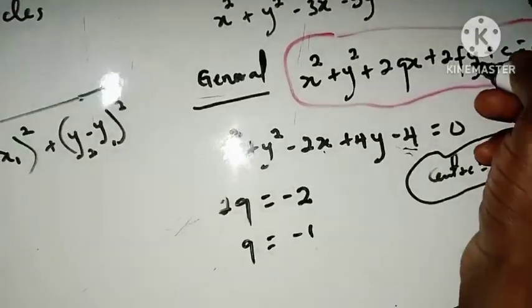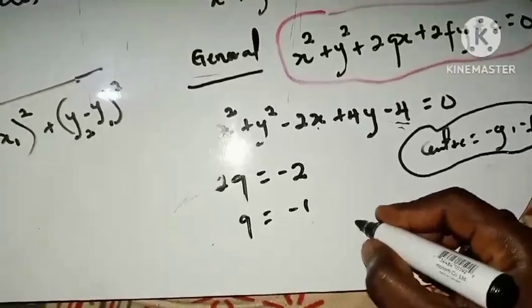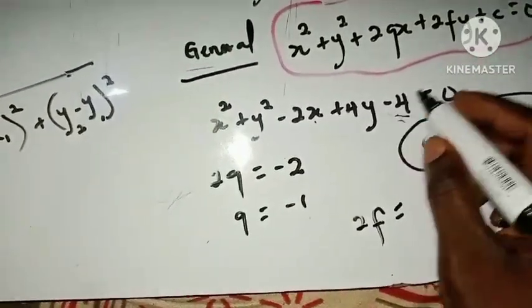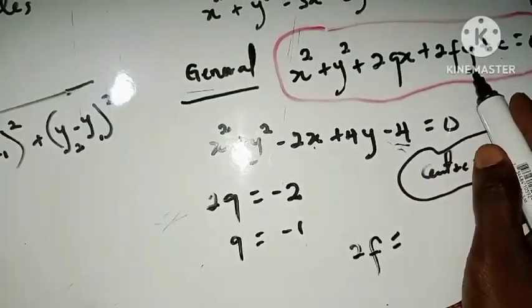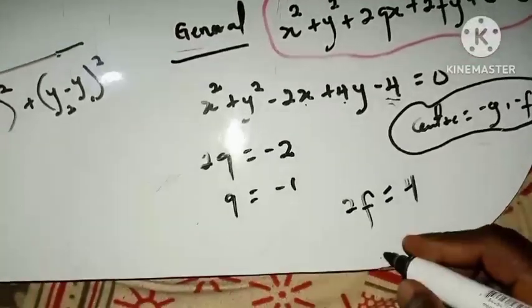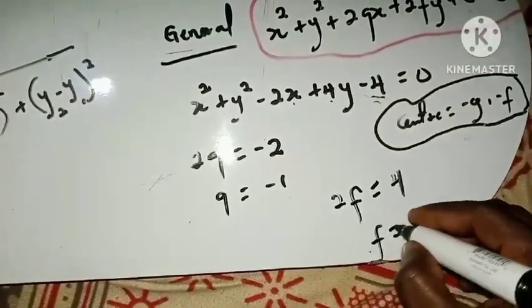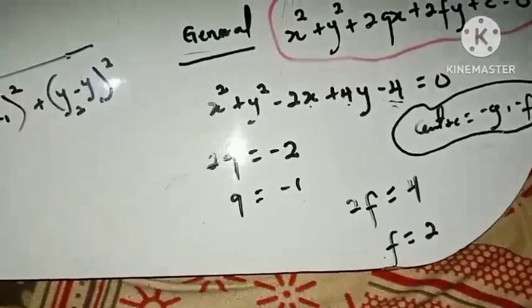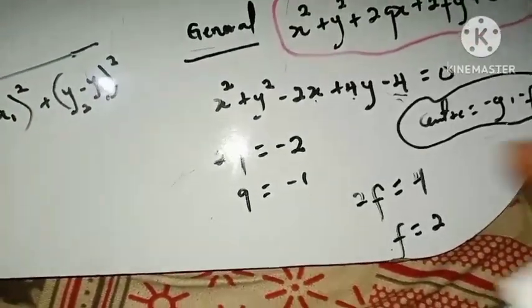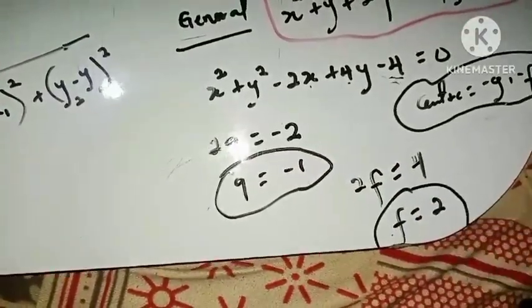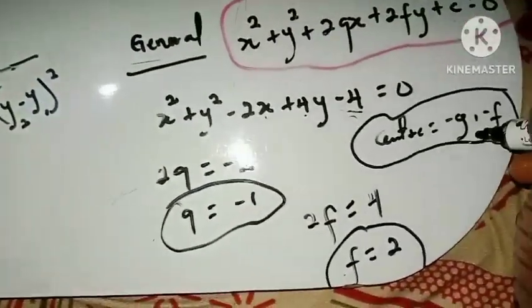So doing the same thing for the f, we have 2f, that's going to be here obviously the coefficient of y, so we have 4, so meaning that 2f is going to be equal to 4. So we have our f to be equal to 2, dividing both sides by 2. Okay, now that you have this g, right? So this is one g, and then you also have the f, then we can easily find the center.